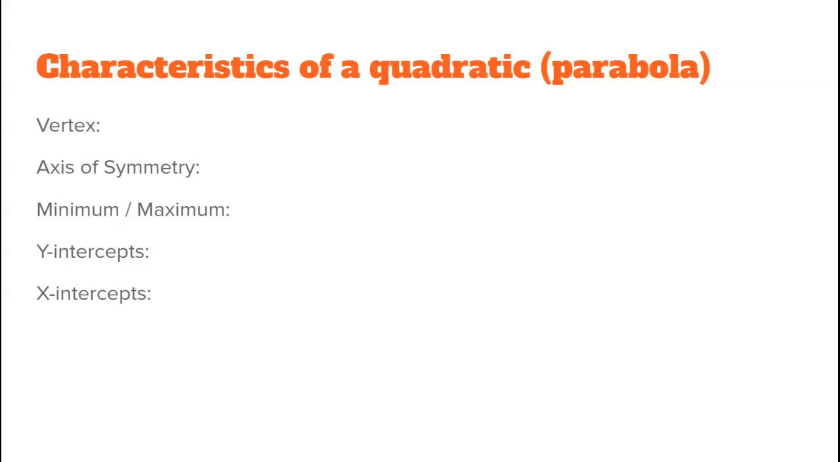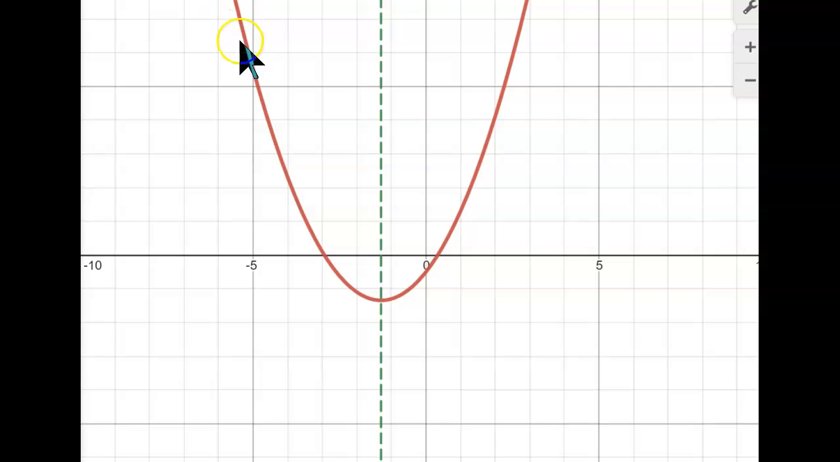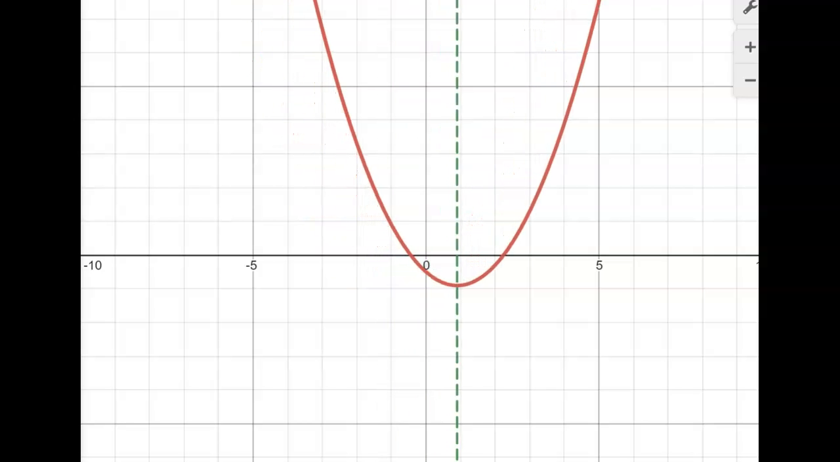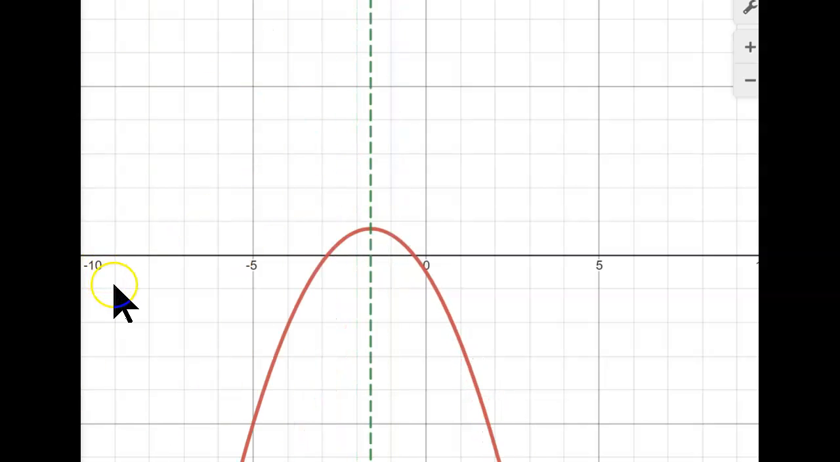That's the happy face, sad face. The first thing we're going to care about is the vertex. The vertex is the point of the parabola where the parabola and the axis of symmetry intersect. Here's the parabola, and the vertex is the point where the parabola and the axis of symmetry, the green dotted line, intersect. If I change things around, it's still going to go right through the vertex, where they intersect.